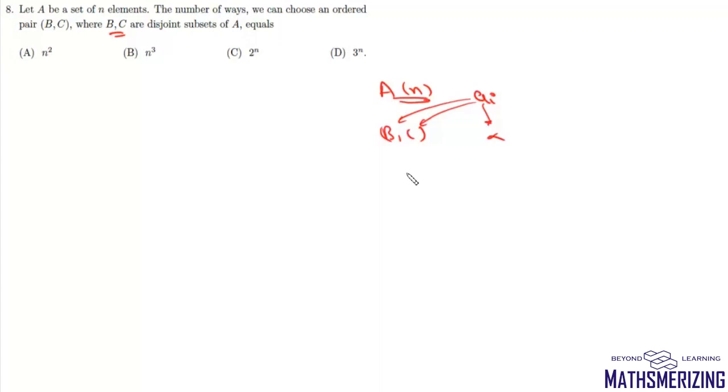So for the first element, we have three choices. Again, for the second one, we'll have three choices. For the third, again, we'll have three choices. So in the same way, we'll have three choices for all the n elements. So the total number of ways in which we can choose these B and C will be 3 into 3 into 3, n times, and that's simply 3 to the power n, and that's your option number D.